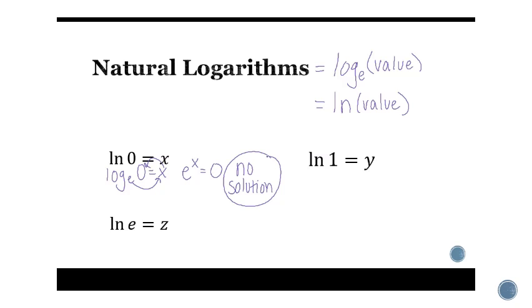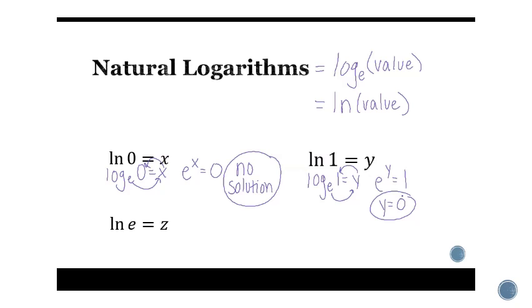If we look at our second example, again, we're going to write it as log base e of 1 equals y. We're going to loop around to rewrite it as an exponential, and we're going to get that e to the y power is equal to 1. But we know from the zero exponent theorem that any number raised to the power of 0 is equal to 1, so y has to equal 0.